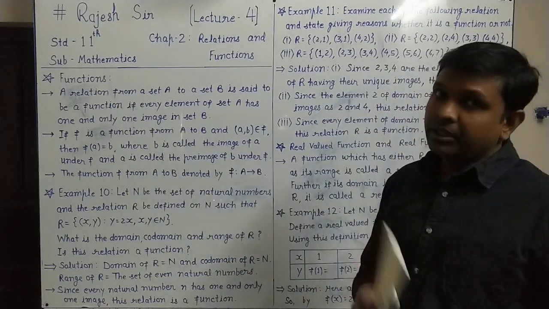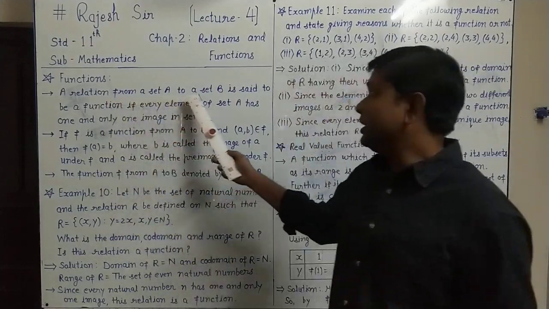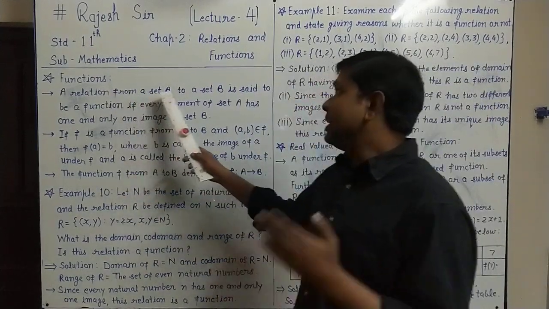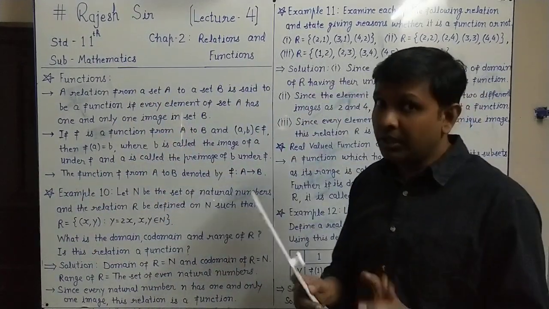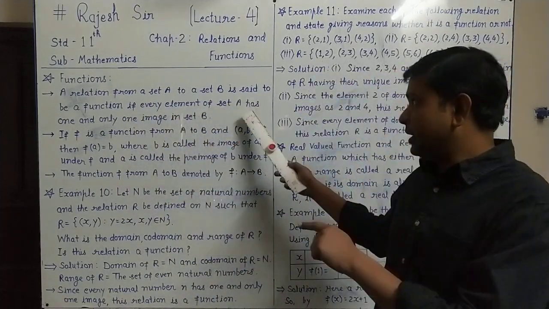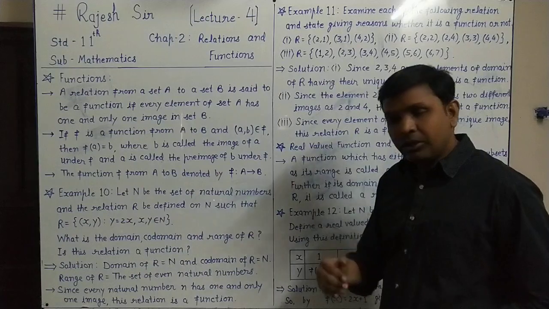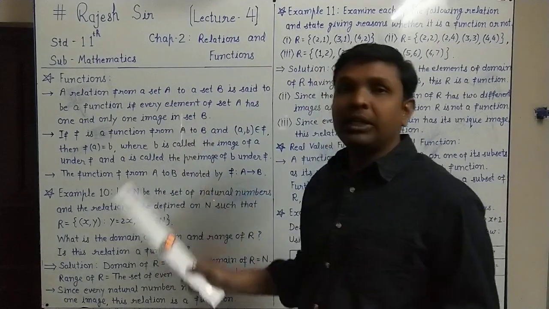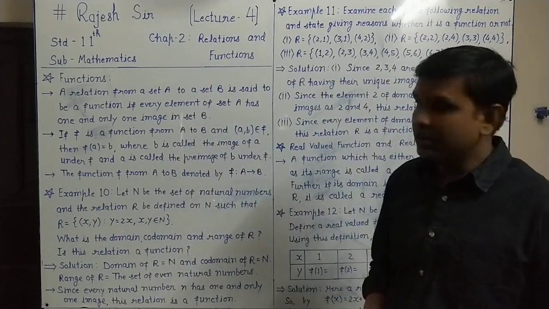So the function is actually something we pick out from a relation. What is that? A relation from a set A to a set B is said to be a function if every element of set A has one and only one image in set B. Only then is that relation called a function. This is the definition of a function.